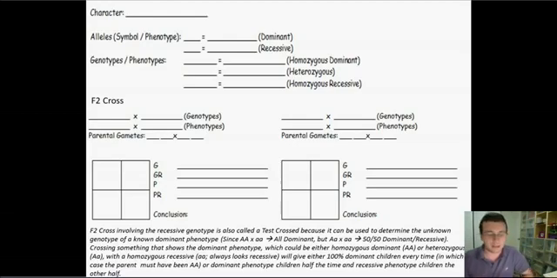But he didn't stop here. Now he wanted to find out if he actually had this right. Can I use this knowledge that I now have to predict the outcome of any cross that I try to do? So he took it a step further and tried to do what we call the test cross. Now the test cross, or the F2 cross, was performed by Mendel just to figure out if he had this right. So let's see what he did.